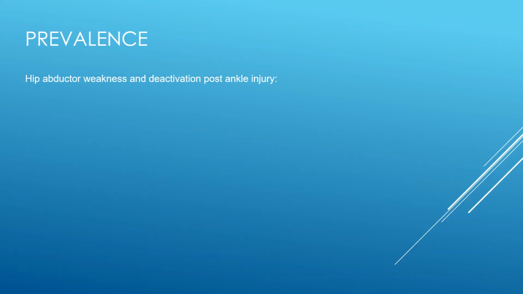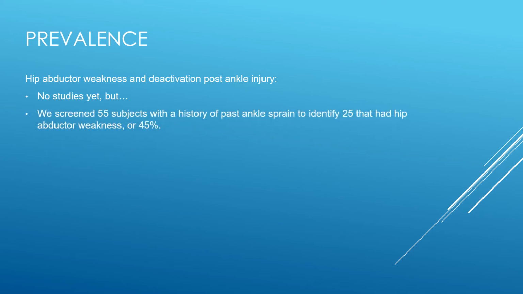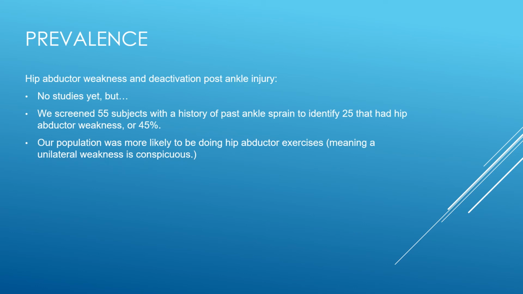So in looking at the prevalence of hip abductor weakness after ankle injury, looking to the literature, other than our study, there are no other studies yet. However, if you extrapolate our numbers, you maybe get a sense of the scope of this problem. We screened 55 subjects to identify 25 that had hip abductor weakness. Again, these are subjects that had a previous history of ankle sprain. If anything, our population was more likely to be doing hip abductor strengthening exercises. Again, these are DPT students, so they're more likely to be doing clamshells and banded walks.